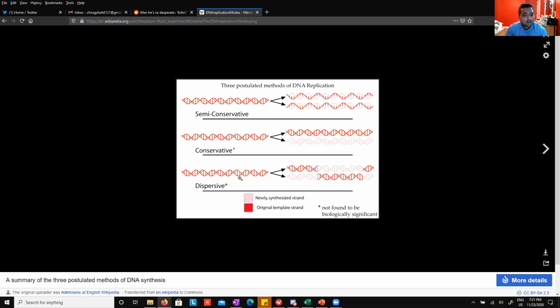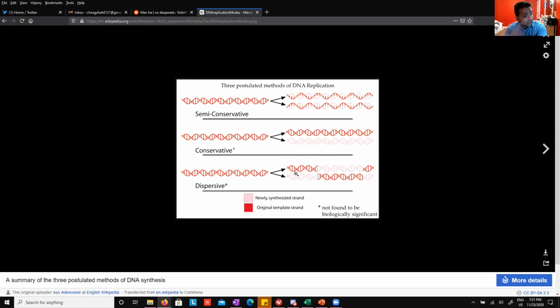This one is kind of wild. It's called dispersive, where random portions would be heavy, random portions would be light, and we would see DNA all over the place in that case, with the upper limits being only the nitrogen-14s, lower limits being only the nitrogen-15s. But what we saw was a very nice, even semi-conservative nature of DNA replication.